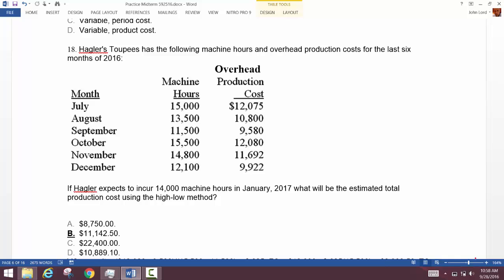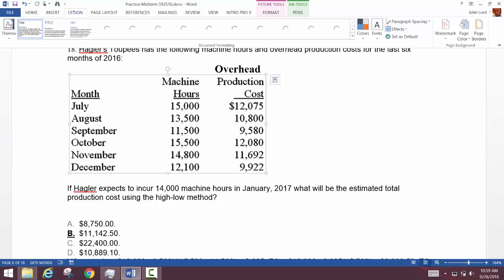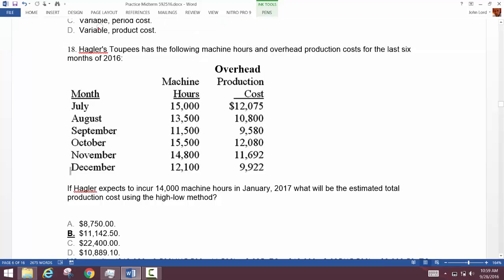And we're going to use the high-low method for this one, Hagler's toupees. Notice, unlike the other one where we walked you through and said, give us the variable, give us the fixed, here's the number of units, give us the total, now we're expecting you to know that if we ask you the total, you can figure out the variable, the fixed, and bring in the number of units to come up with the total estimated at this level of production. You're still having to do all those same steps, but you're only going to get credit for what?